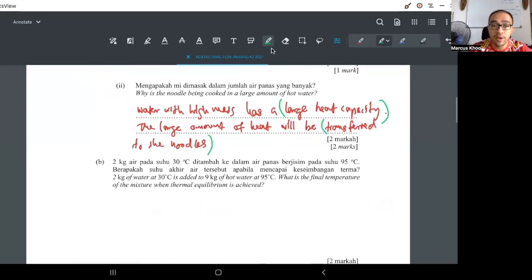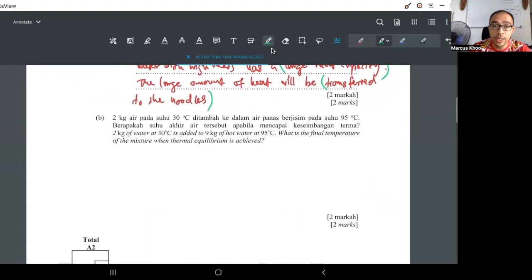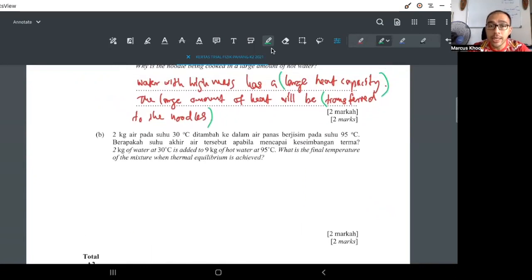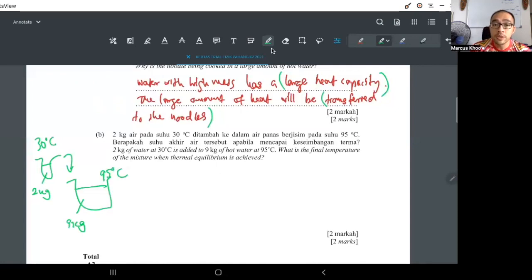and that's why you can cook your noodles much faster. Okay, 2 kilograms of water at 30 degrees Celsius is added to 9 kilograms of water at 95 degrees Celsius. So you have 2 kilograms at 30 degrees Celsius poured into 9 kilograms, but at 95 degrees Celsius. So what is the final temperature of the mixture when thermal equilibrium is achieved?